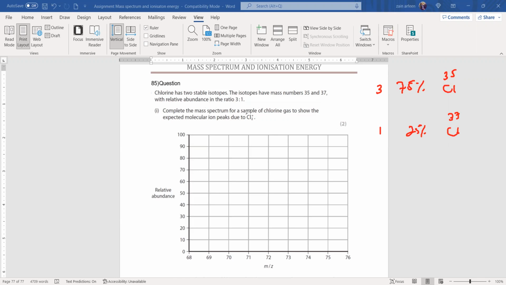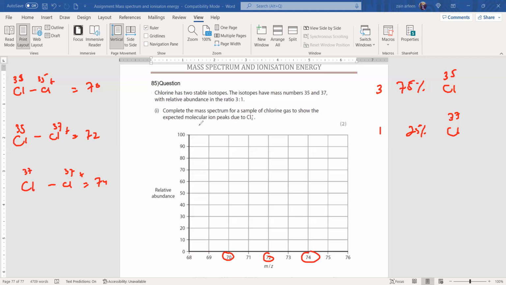So we want to draw the expected spectrum for a chlorine molecule. First, for a chlorine molecule, how many peaks will there be? If we have a chlorine molecule, maybe both of them are 35. So if both of them are 35, then we'll get a peak at 70. If one is 35 and another one is 37, we'll get a peak at 72. And if both of them are 37, we'll get a peak at 74. So we'll get one peak at 70, one peak at 72, another peak at 74.